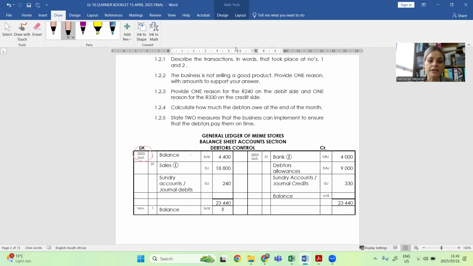Then, by the 31st of October, they purchased more. That's the sales there recorded in the DJ. Those are my credit sales.